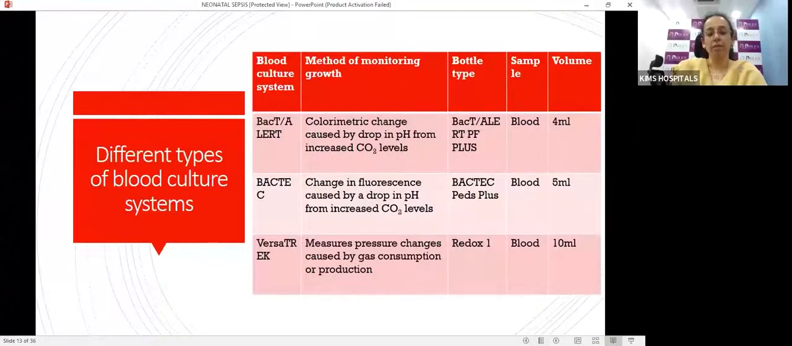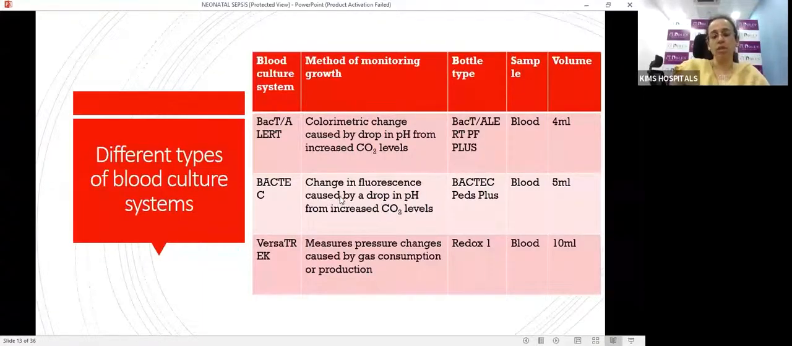So there are different types of blood culture systems. The common ones are BACT/ALERT, BACTEC, and VersaTREK. How does BACT/ALERT alert us about the growth of microorganisms? There will be a color change caused by a drop in pH from increased CO2 levels due to the metabolism of the bacteria in the medium. These volumes are given for adults actually. For neonates, 1 ml of volume is enough.